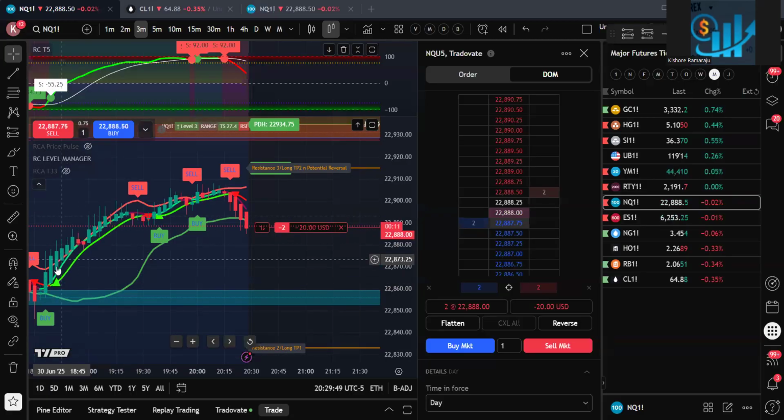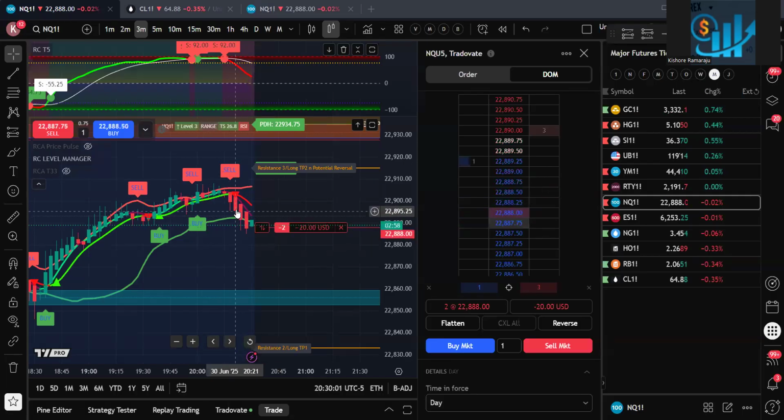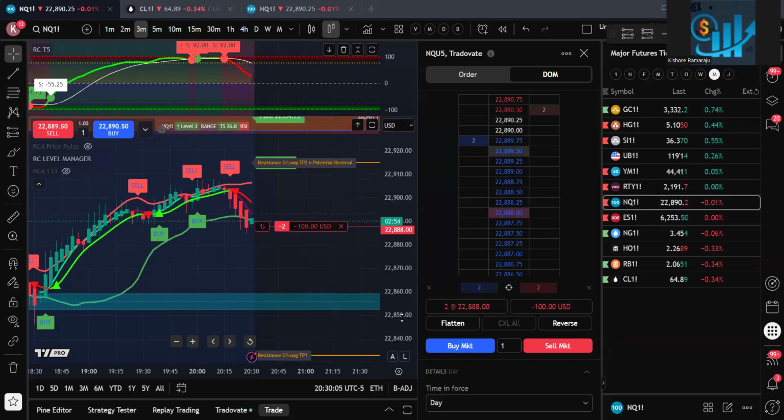So all these are bullish. If you see a wick at the top for most of the candles, that means it is bullish. Then there were some indication candles: wick at the top, wick at the bottom, wick at the top, wick at the bottom. Then finally you see candles with wick at the bottom. Those are the bearish candles.